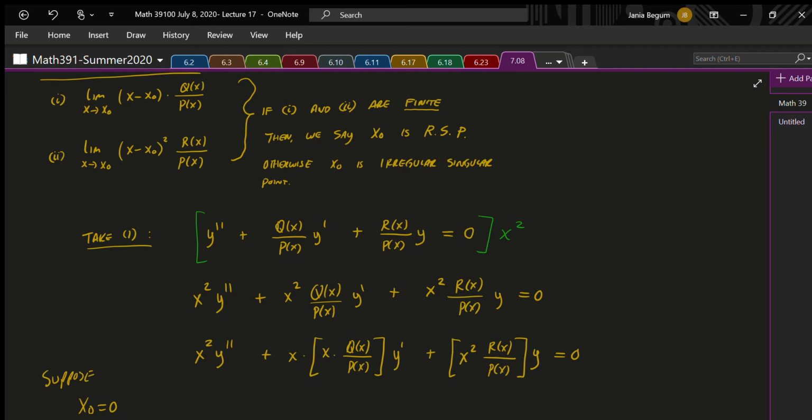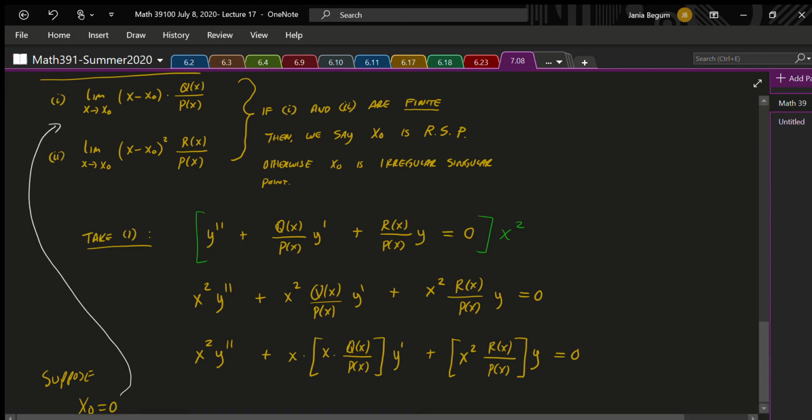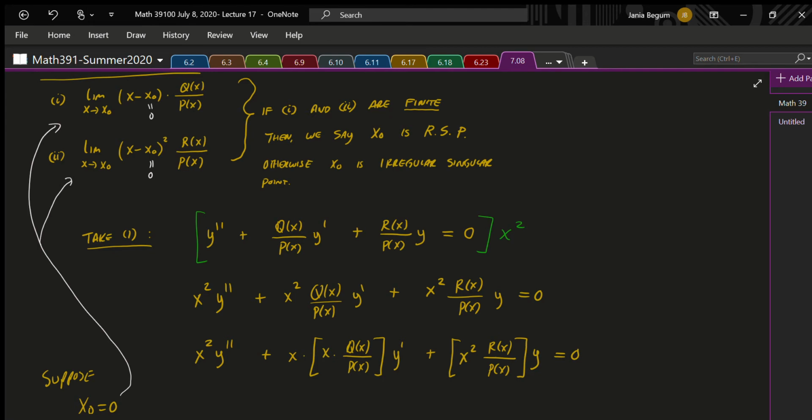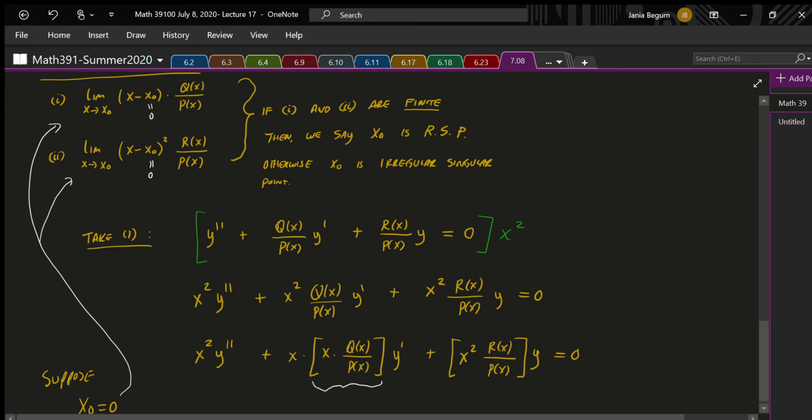Sorry, can you repeat that one more time? So if I plug in x naught equals 0 into 1 and 2, right? So these guys are 0. So if they're 0, what you really have is x times q of x over p of x. Isn't that what we see here? And the second one, you have x squared times r of x over p of x.